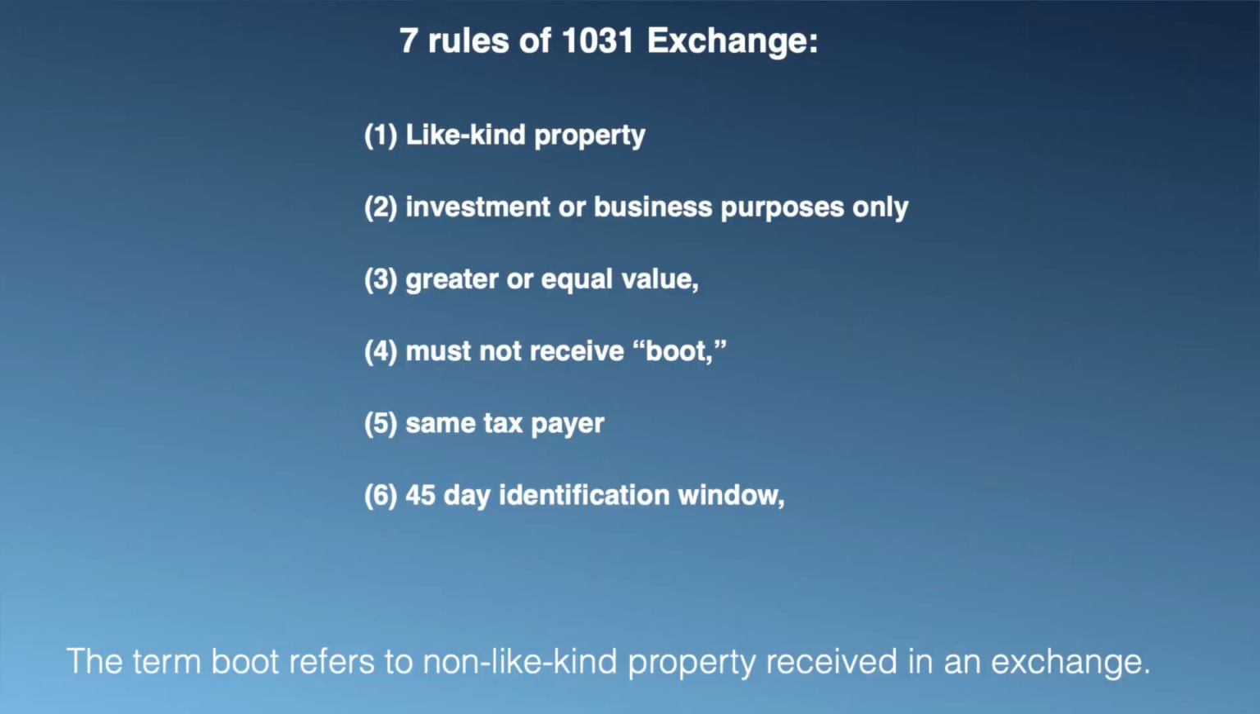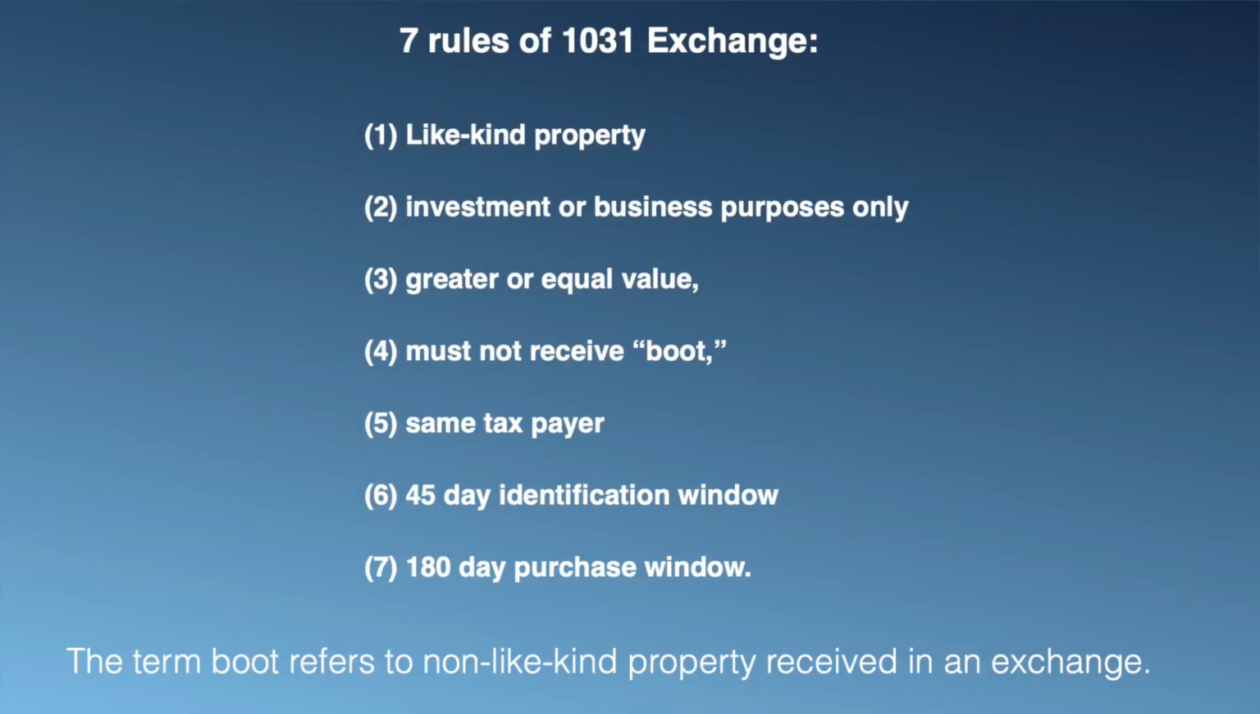Now, here are the real big rules, okay? So rule number 6 is that you have a 45-day window to identify which property or which properties you're going to be purchasing. Okay, so when you close on your investment property, on that day, there's a clock that starts ticking, 45 days. Okay, and within 45 days, you have to identify, not close, identify, say, yep, these are the properties or property that I'm going to be purchasing.